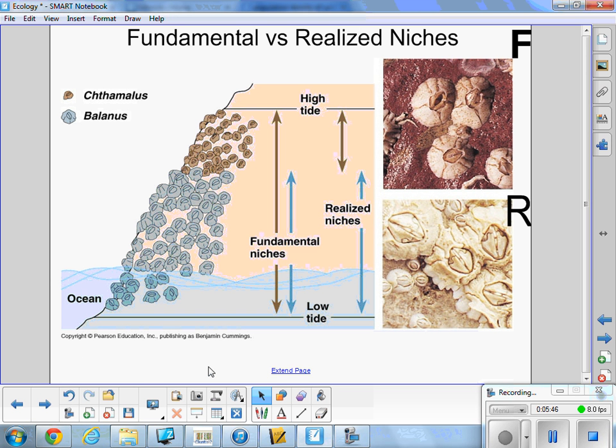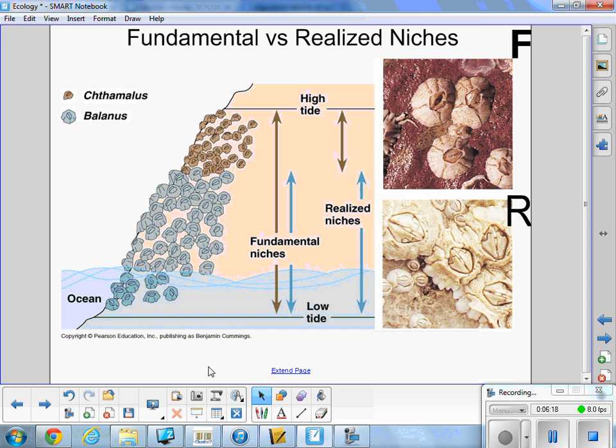And so that brings us to niches. Niches are what the organism does in its particular ecosystem. What is its role in the environment? And so there's two different types of niches. There's fundamental niches and there's realized niches. Fundamental niches are the total area in which organisms can reside and what they can do in that particular area.